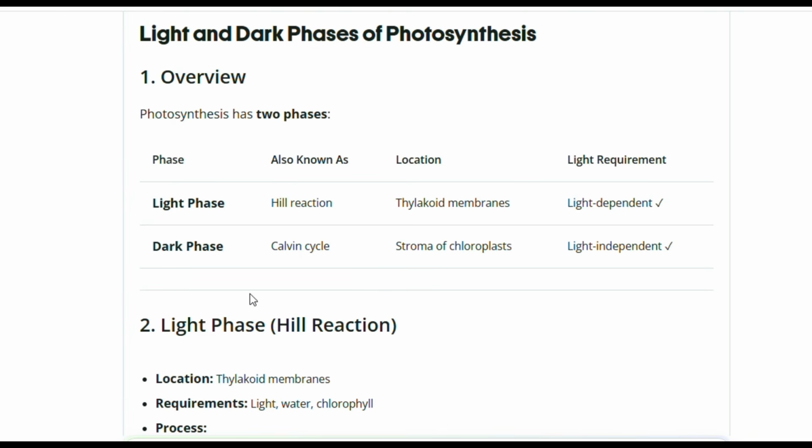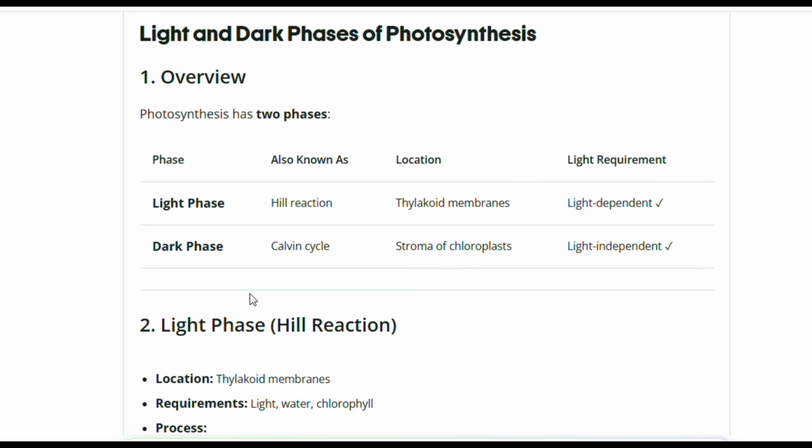The light phase is known as the Hill reaction. Then the dark phase is known as the Calvin cycle. The light phase, where is it found? It is found in the thylakoid membrane. That's the location. And the light requirement, that is light dependent. Then the dark phase, where is it located? Stroma of chloroplast.